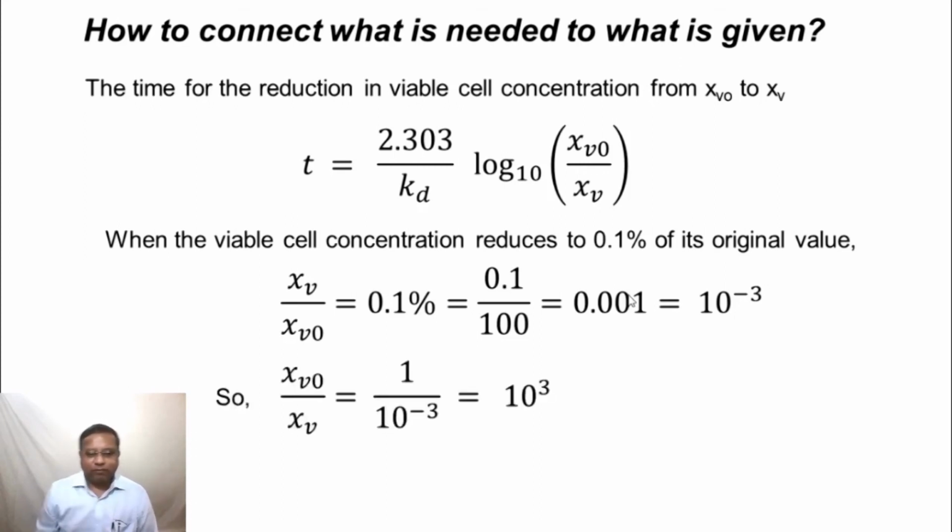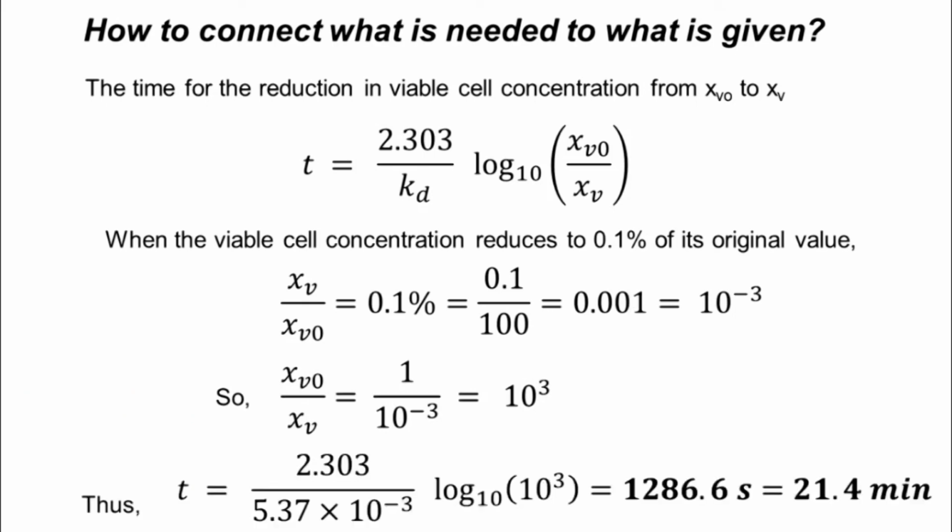So xv naught by xv, if we flip it around, will be 1 by 10 power minus 3, or 10 power 3. And thus the time required for the viable cell concentration to reduce to 0.1% of its original value would be just substitution of the various known quantities into this equation: 2.303 by 5.37 into 10 power minus 3 log to the base 10 of 10 power 3. That turns out to be 1286.6 seconds or 21.4 minutes.